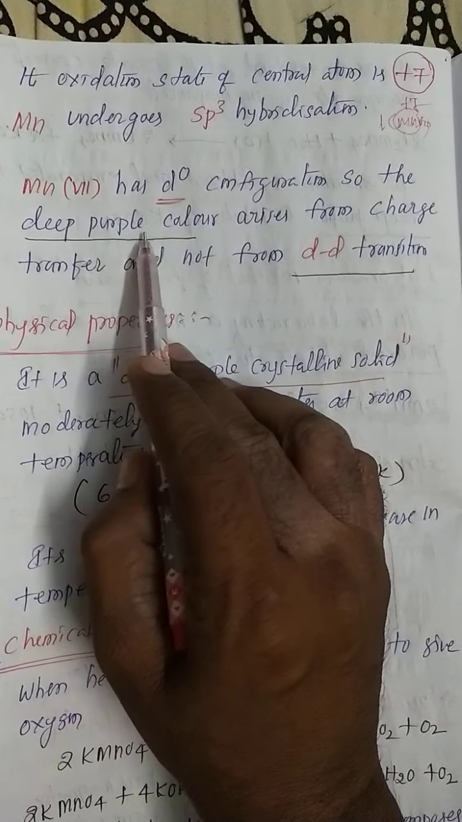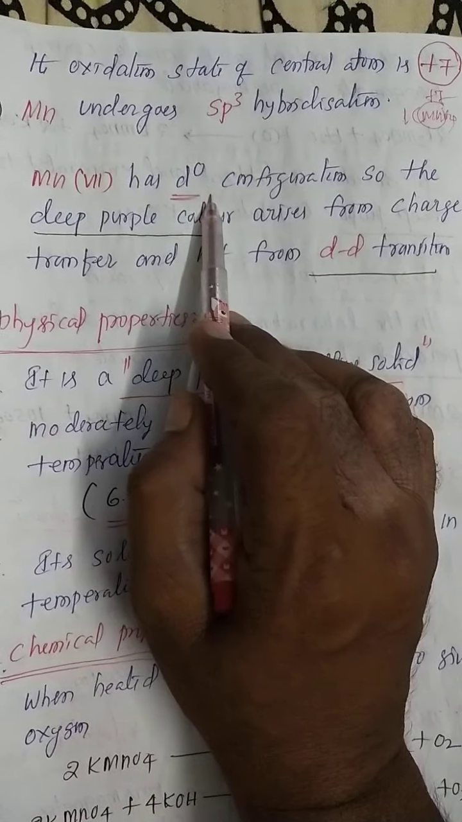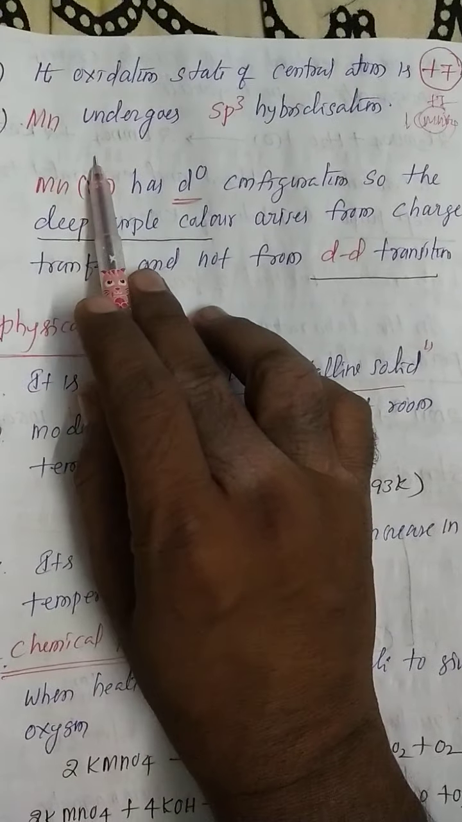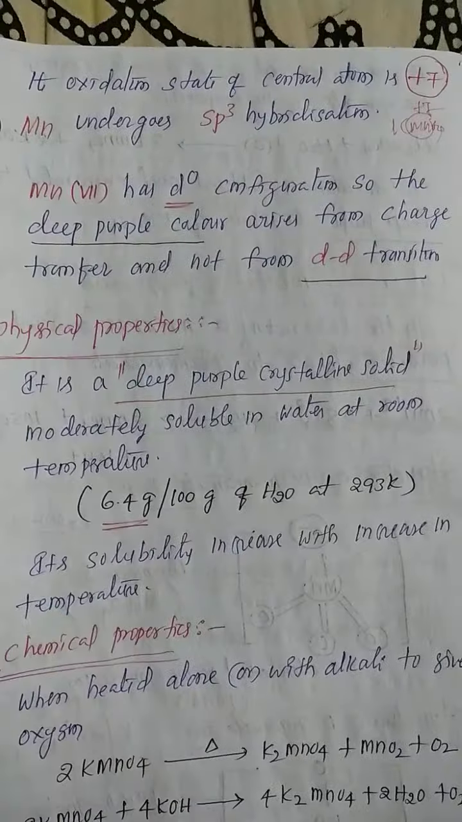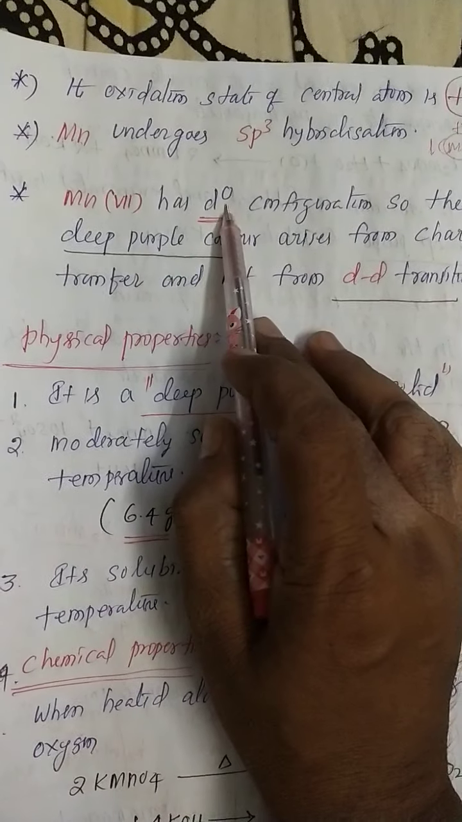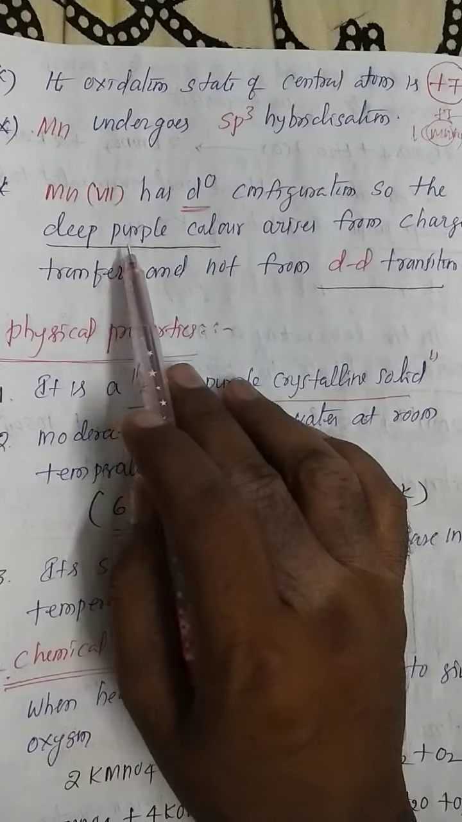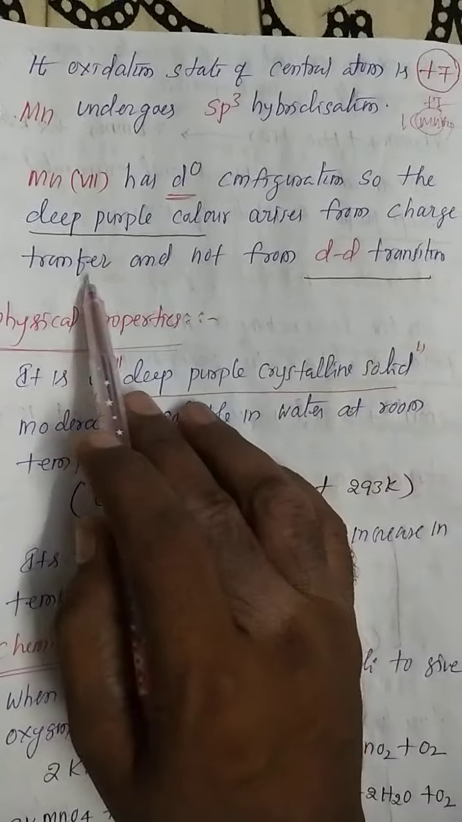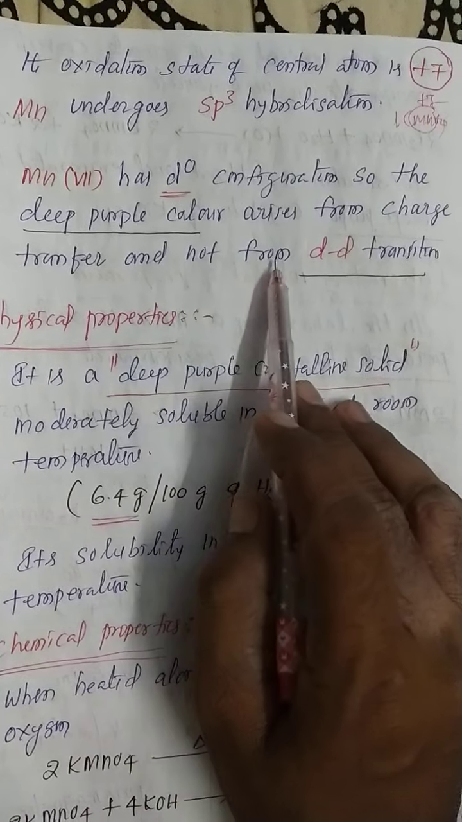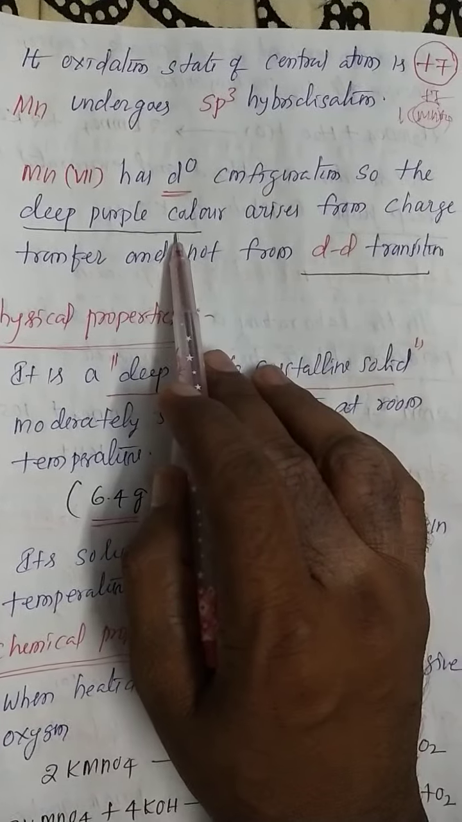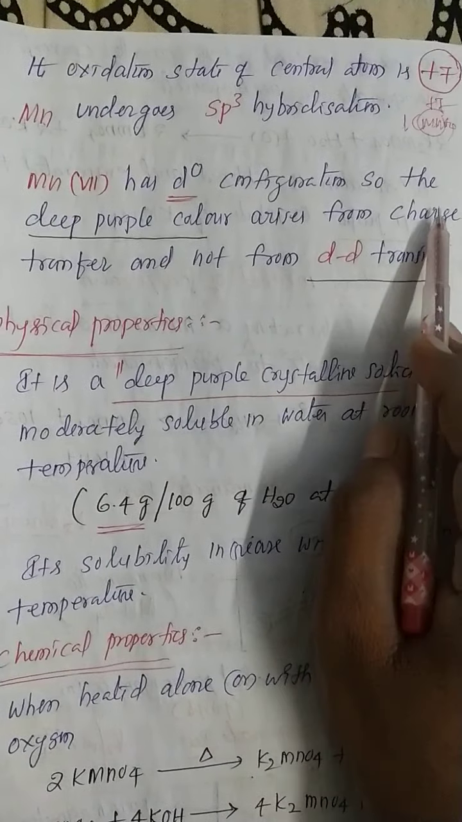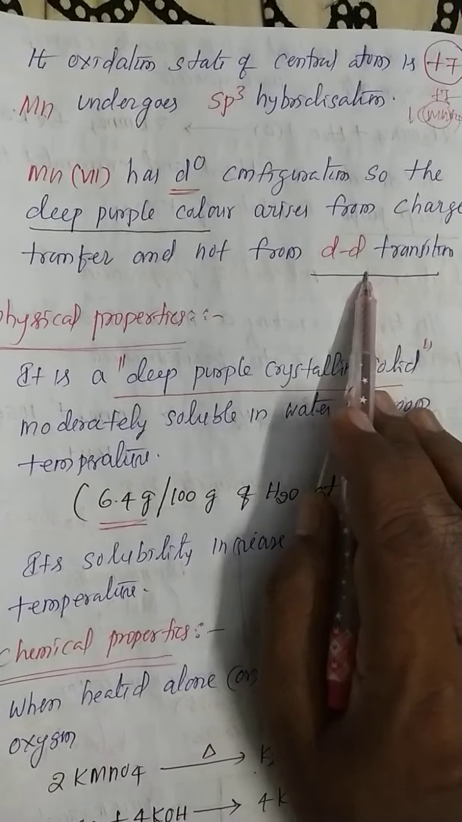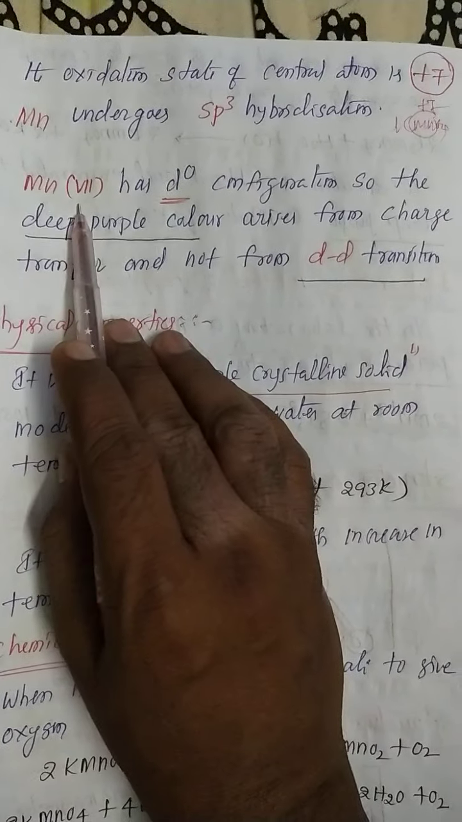So about the deep purple color: actually d0 and d10 do not show any color, but in the Mn plus 7 oxidation state, in the d orbital there is no unpaired electron, yet it has a deep purple color. The reason is charge transfer and not d-d transition. Here color depends on the charge transfer. Electron charge is transferred, it's not a d-d electron transition. That is the reason Mn7 shows the purple color.